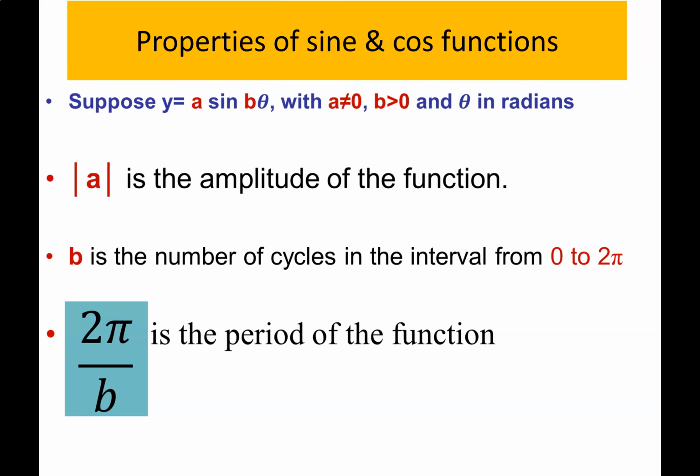The absolute value of A will be the amplitude of the function. B will be the number of cycles in the interval of 0 to 2 pi. And then 2 pi divided by B is how we're going to find the period of the function. Now, there's also going to be a 5-point method for sine. For sine, our 5-point method will be 0, maximum point, 0, minimum, and then 0. This will make more sense once we get into some graphing.